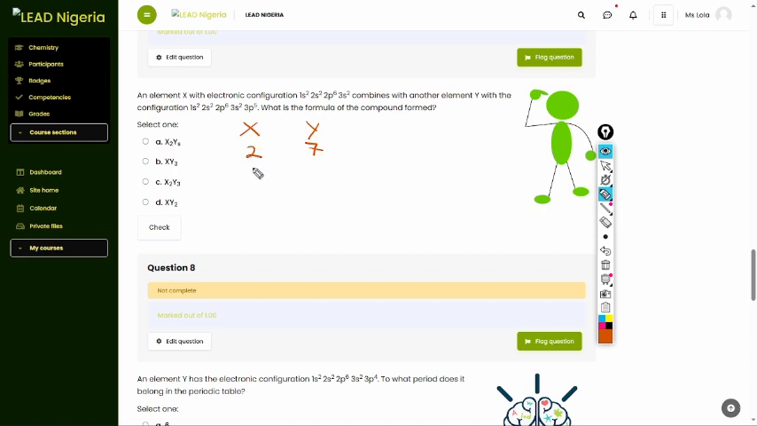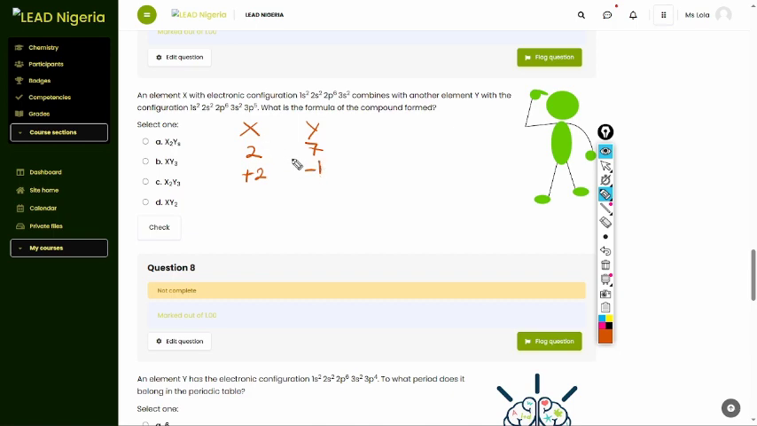So it takes less energy to lose 2 electrons than for it to gain 6 electrons to become 8. So it's going to lose 2 electrons to become a +2 ion, when an atom loses electrons to become positively charged. While Y has 7 electrons in its outermost shell and it needs just 1 electron to complete 8. And so it would gain 1 electron and form a -1 ion.